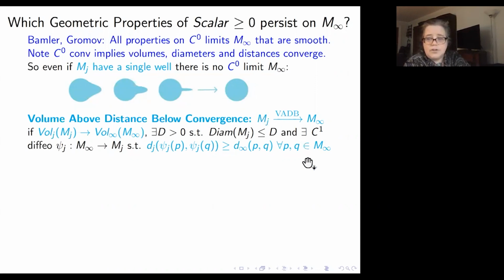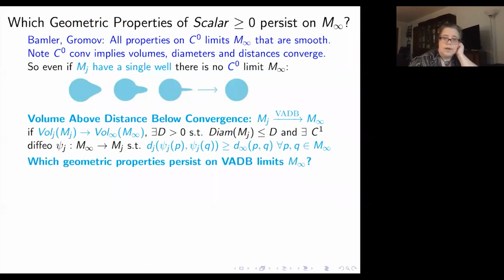And if you have this notion of convergence, you can allow for wells. You can see that the psi j here is a radial map, and it will decrease distances, and the volumes of the sequence does converge. The diameters are uniformly bounded above. So this allows for one well, it allows for many wells, it allows for increasing sequences of wells. So you can ask which geometric properties persist on these VADB limits, volume above, distance below limits.